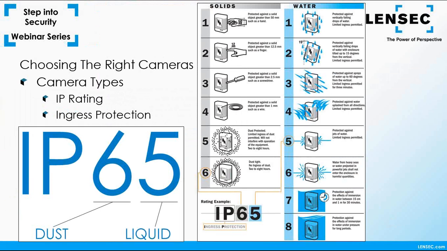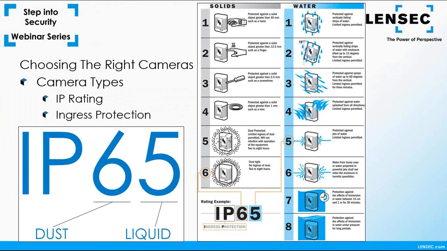The first number in the IP rating is associated with the dust intrusion of the housing. The second digit references the camera's ability or inability to block moisture from the camera housing. Most camera housings today are IP65 or better. An IP65 rated camera housing is dust tight and will survive jets of water with limited ingress.